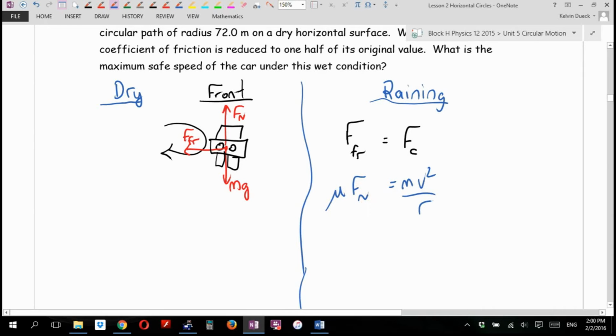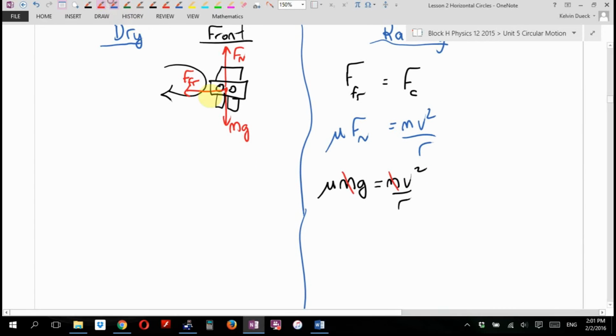I don't know the normal force. Oh, but look. I know the force is the same size as the normal force. So I end up with this. Mu mg equals mv squared over r. Yay. You know what? I end up with the same expression we did in our first example. I end up with the maximum safe speed is mu times g r, square rooted.